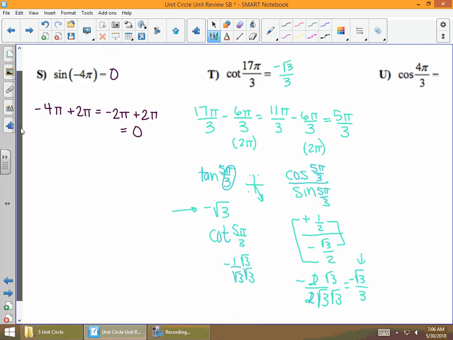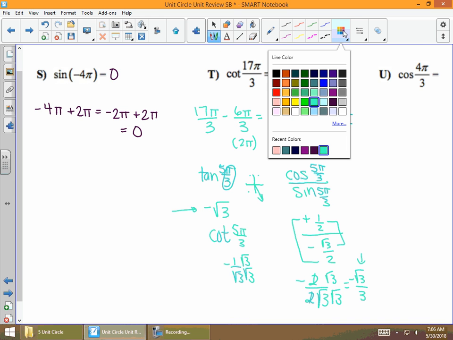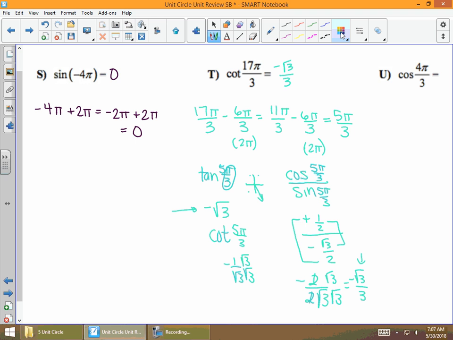Okay, very last one on the review. Our last problem here is cosine of 4 pi over 3. 4 pi over 3 is on our unit circle. It's in the third quadrant. At all of our thirds, cosine is 1/2. And in the third quadrant, cosine is negative.